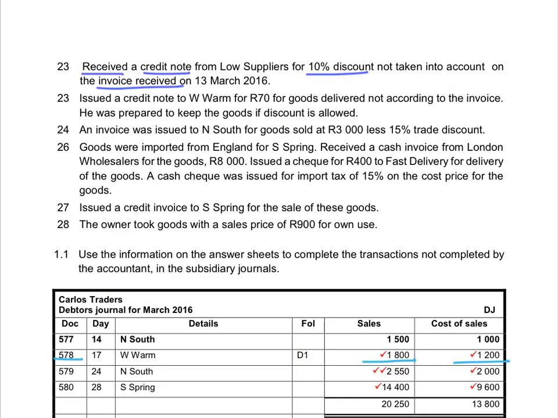Issued a credit note to Warm for 70 Rand for goods delivered not according to the invoice. So we give a credit note to a debtor. We receive a credit note from a creditor.